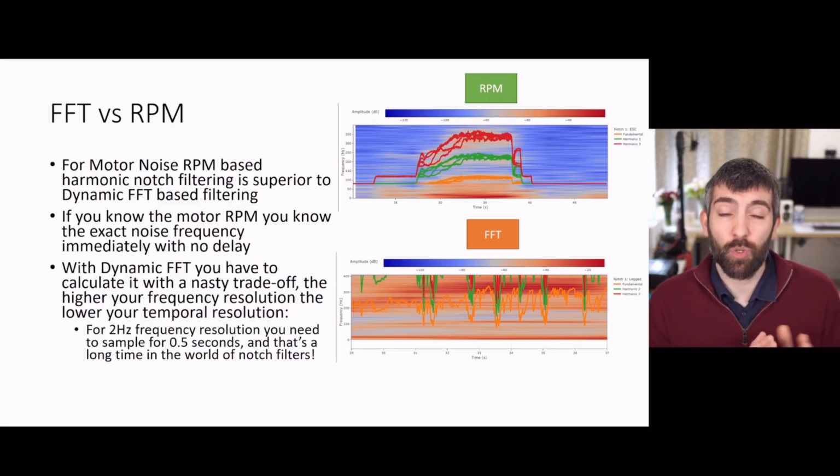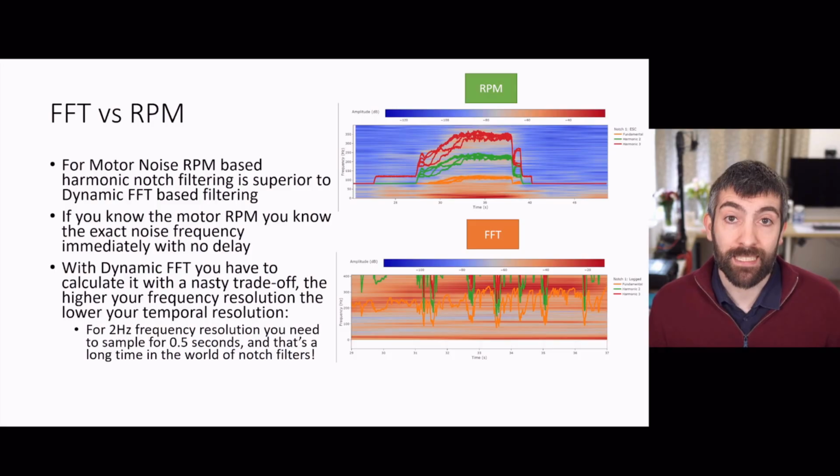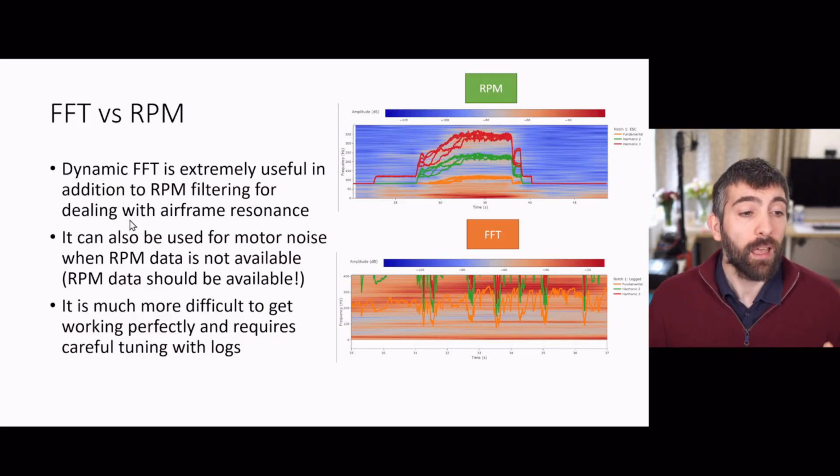And that means that your notch filter is always going to be half a second delayed behind where it would ideally be. So if the motor RPMs change, that notch filter is always going to lag behind. And that means you can never make the notch filter as tight as you can if you had up-to-date RPM data. Dynamic FFT is extremely useful in addition to RPM filtering in certain cases.